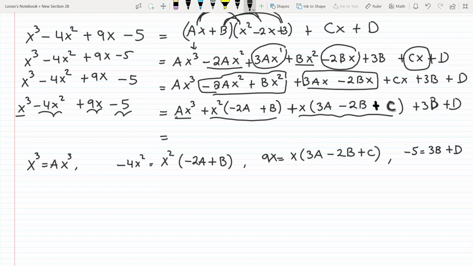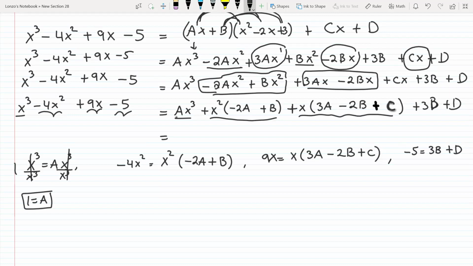Okay, so let's look at the first equation, x cubed equals ax cubed. What can I say? Well, if I divide each term by x cubed, the x cubed cancels, and this really just becomes 1. So you have 1 equals a. So your a value is 1.